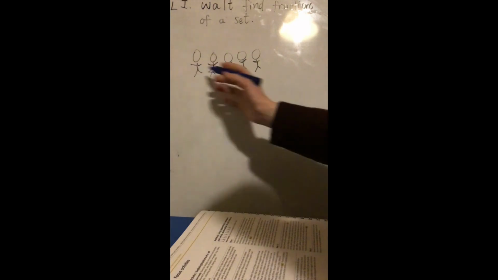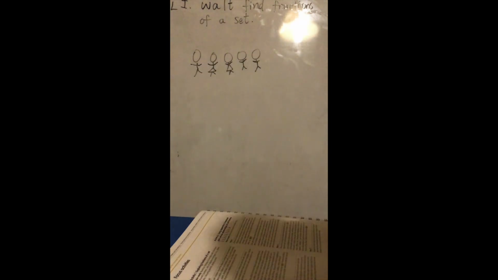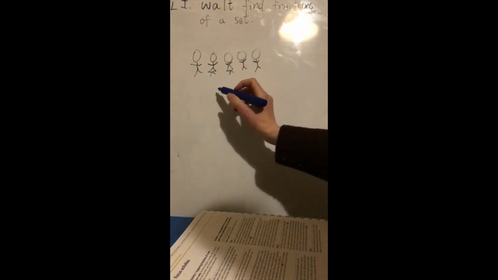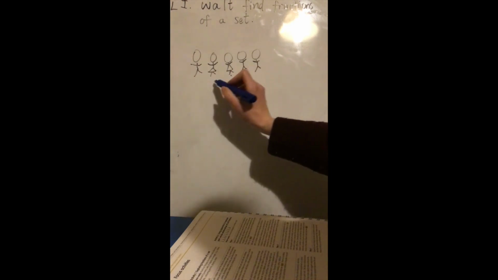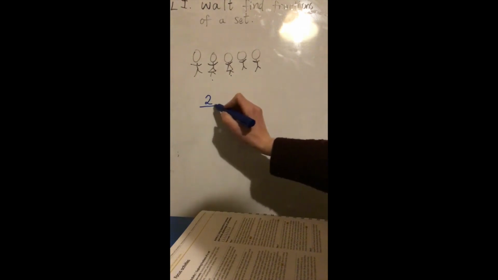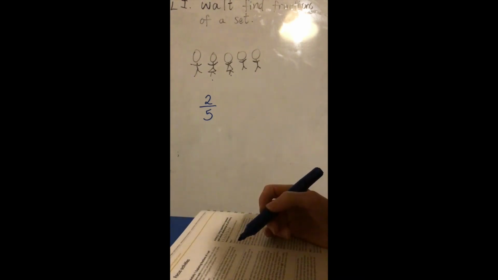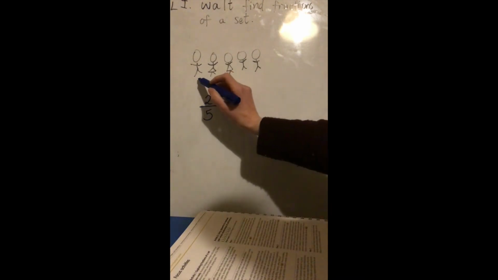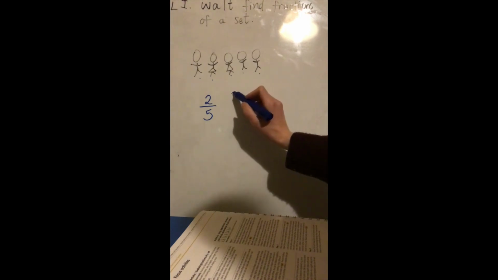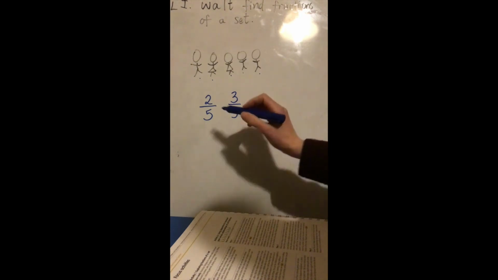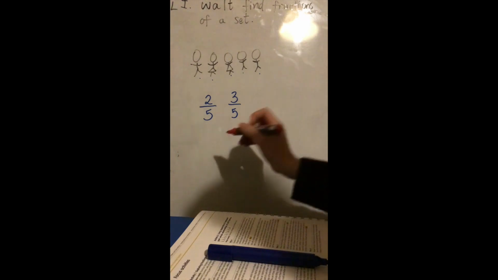Okay? A set could be anything though. Anything that you're wanting to talk about. So let's say your set is your family. If I'm speaking about my family and I want to talk about the fraction of people in my family that are women, I'd have me and my mom. So that would be 2 of us out of 1, 2, 3, 4, 5 people. So 2/5 of my family is women, okay? And if I wanted to talk about the men in the family, there's 3 left over. So 3/5 of my family is men.